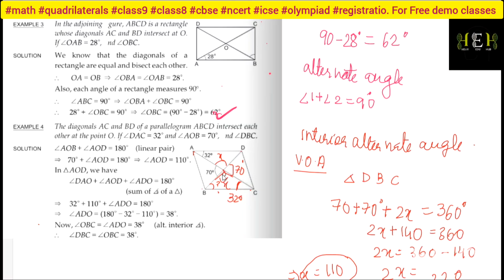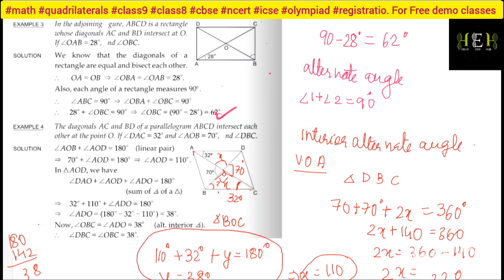So this one is 110, and this 32, in the smaller triangle BOC, plus suppose the required angle is y, equals 180 degrees, so I can find y, right? What is the value of y? 110 plus 32 is 142, so 180 minus 142, right? How much will it be? 38 degrees. y is equal to 38 degrees.